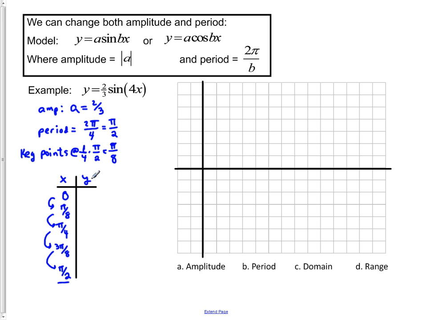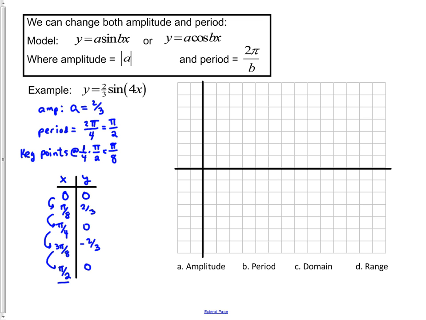For the y value, since this is a sine function, normally it would go 0, 1, 0, negative 1, 0. Now we're going to multiply each of those by 2/3. So the y values are going to start at 0. This time it'll go through 2/3. The x values, pi over 4, will go through 0. 3 pi over 8 will be at negative 2/3 for the y value, and then pi over 2, that's going to put us back to 0.